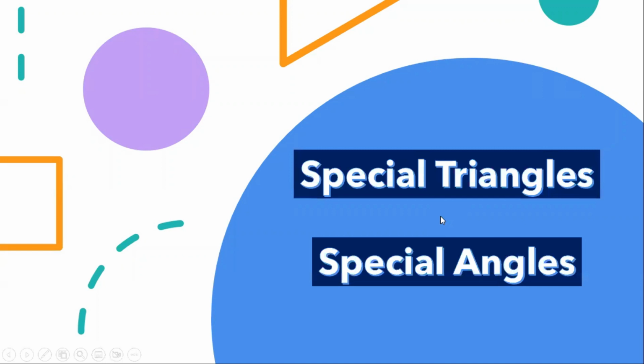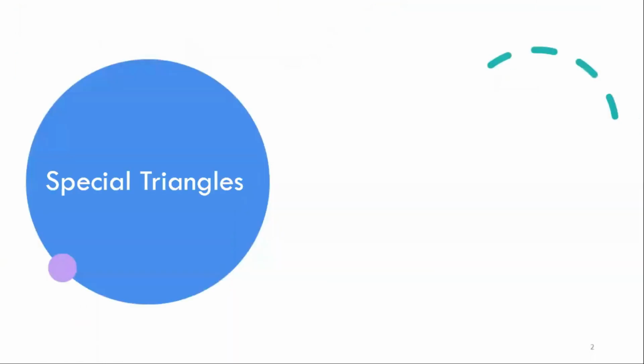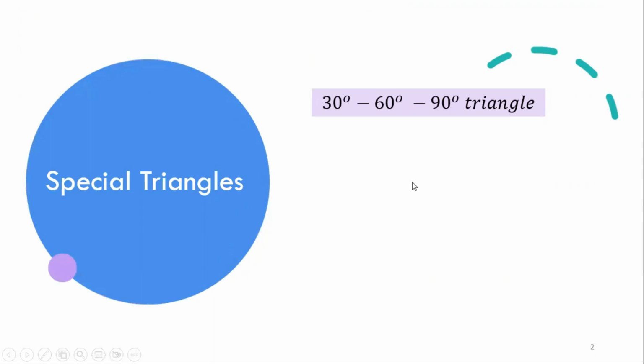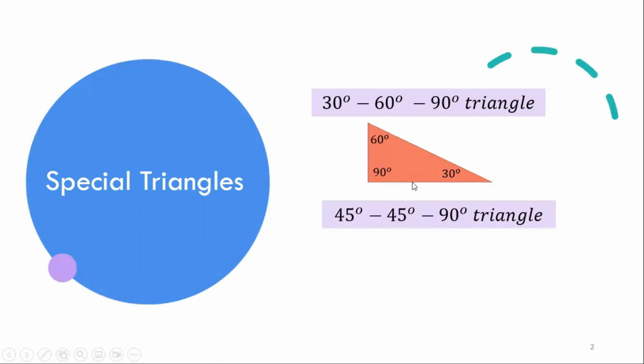Hello everyone. For this video, we will be discussing special triangles and special angles. So what are special triangles? We have two special triangles, and these are the 30, 60, 90-degree triangle and the 45 by 45 by 90-degree triangle. The 30, 60, 90 triangle contains the 30 and 60-degree angles, and for the 45, we have a right isosceles triangle.